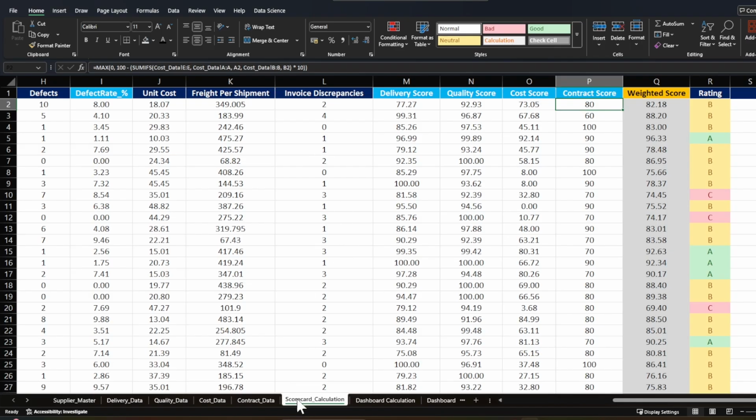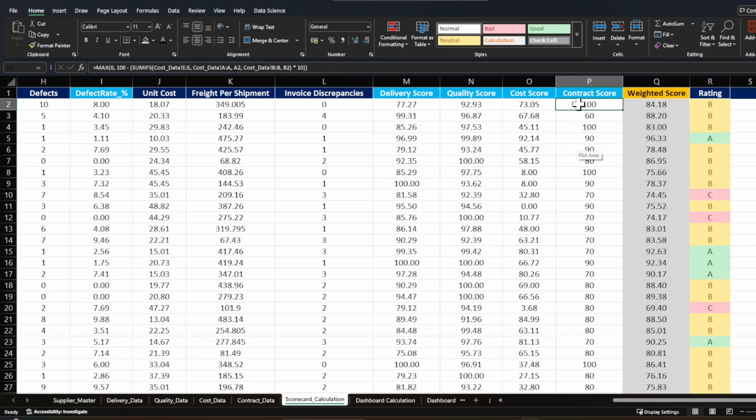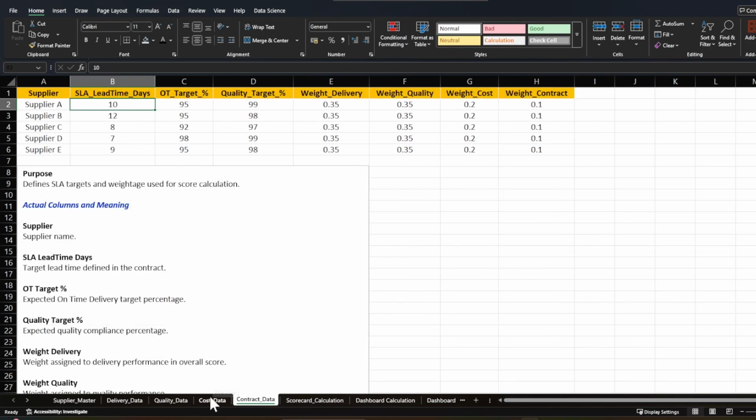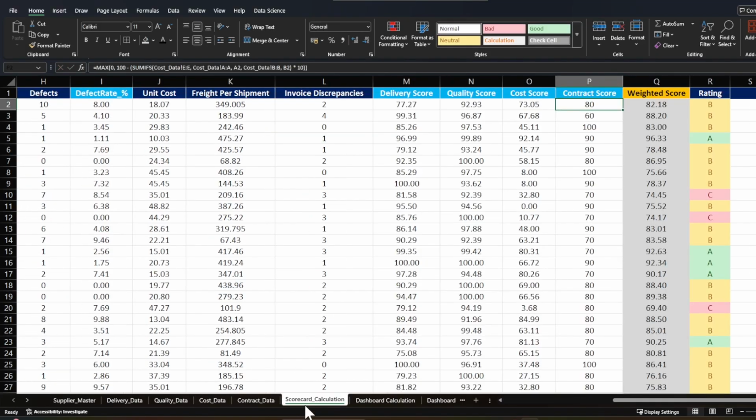So let me just show it to you. If I go to the cost data, for supplier 1 in period 1 I have two discrepancies. If I move it to 0, then on the first line my contract score becomes 100. Earlier I know it was 2. So let me put it again as 2, and my contract score will become 80.